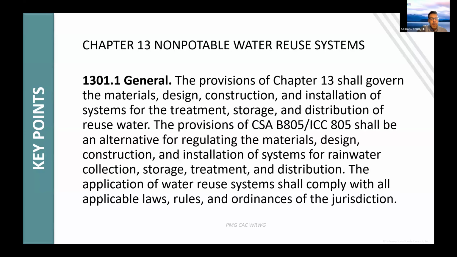So the first point here is that this governs the material, design, construction, installation, but most importantly, treatment levels of reuse water. Note also that compliance with the local authorities is also required, at the end of this section, and that's typical. Local jurisdictions are free to impose more stringent requirements.